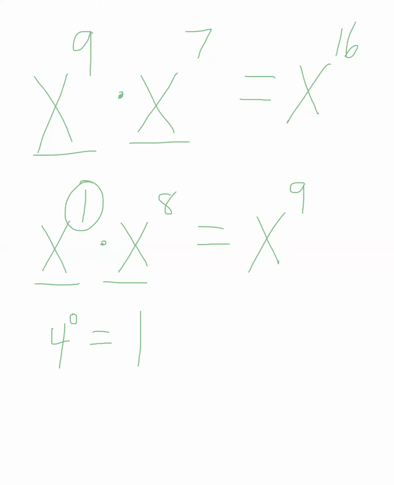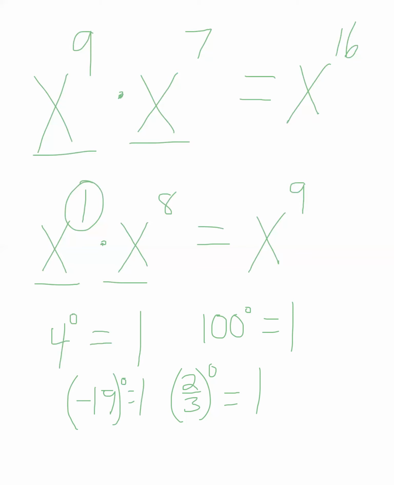Let me do another one before I explain why it is what it is. What if I did like 100 to the 0 power? It's 1. What if I did like, I don't know, 2/3 to the 0 power? It's 1. Doesn't matter. Any number raised to the 0 power. You can even do a negative number. I don't care. Negative 19. Raise it to the 0 power. It's going to come out as 1. What? Why? What is this? Sorcery. No, it's not. Let me show you. It is mathemagic, that's for sure. All right, here's what's going on.